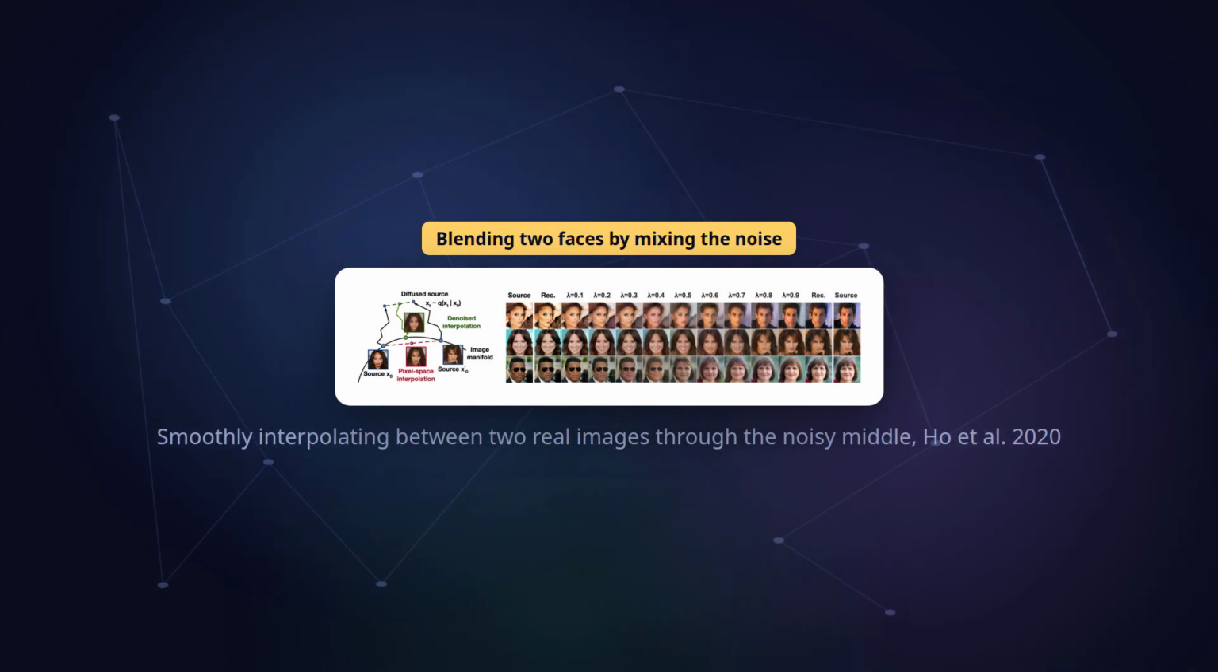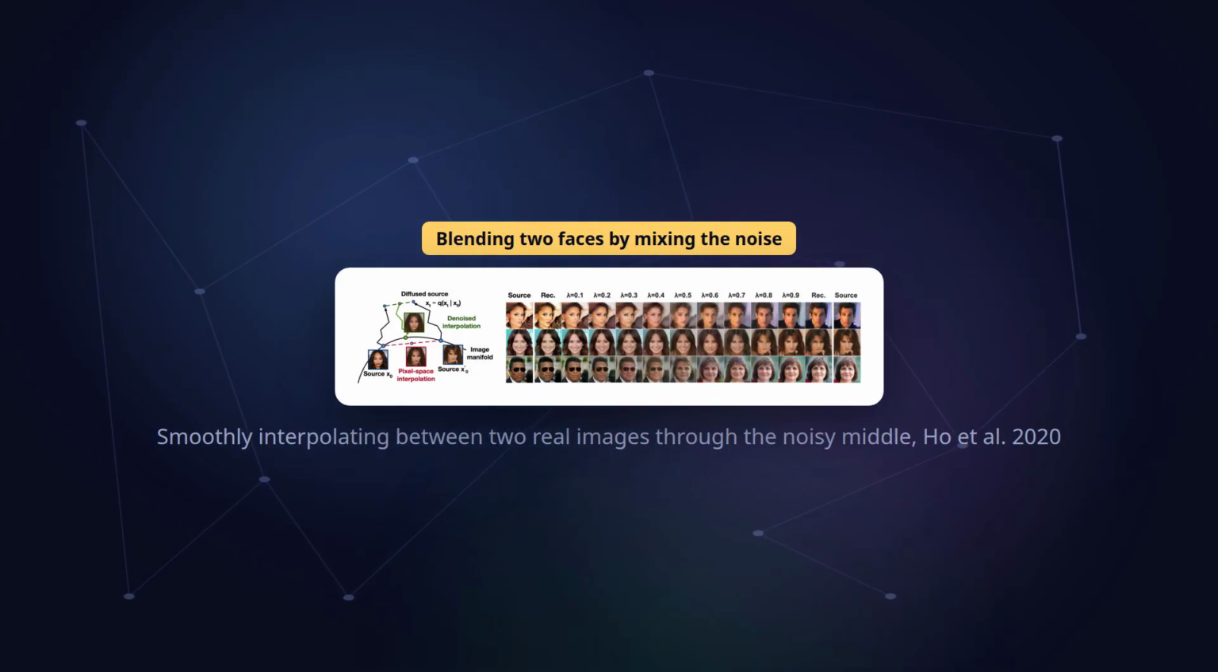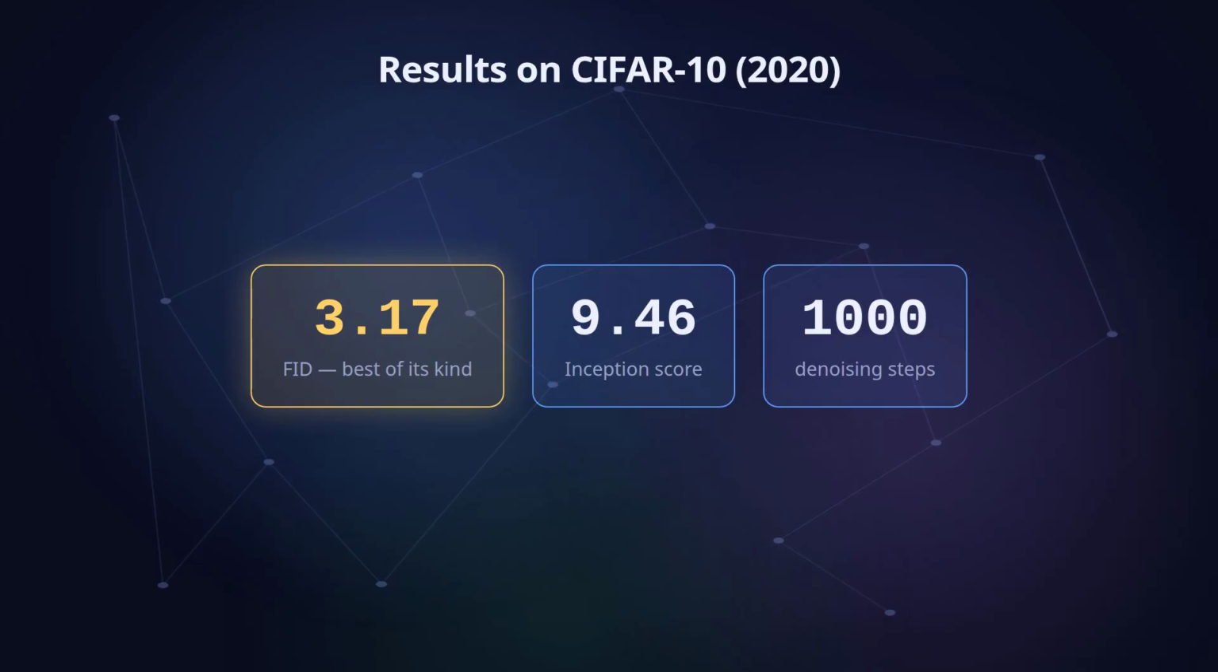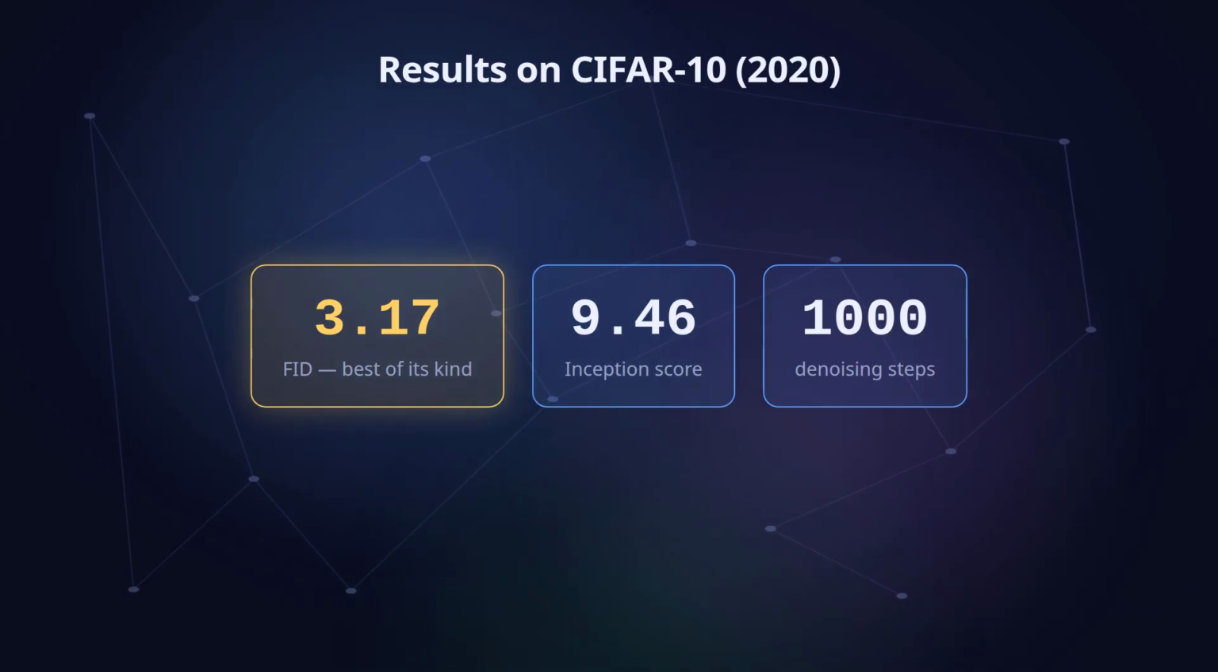Because the noise is a kind of dial, you can blend two images by mixing them in their noisy middle. Watch one face smoothly morph into another, with believable faces the whole way across. And this simple recipe works remarkably well. On a standard image benchmark, this paper set a new record for sample quality, better than any method at the time, using 1,000 small denoising steps.